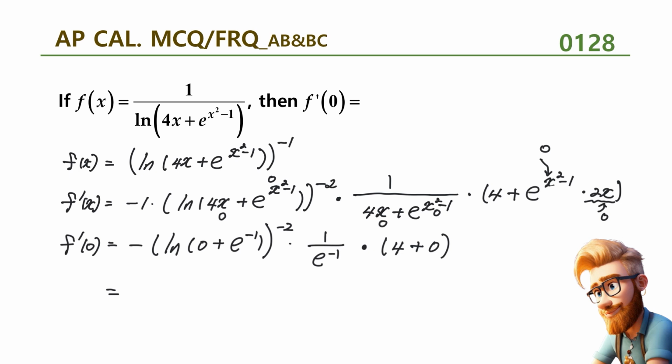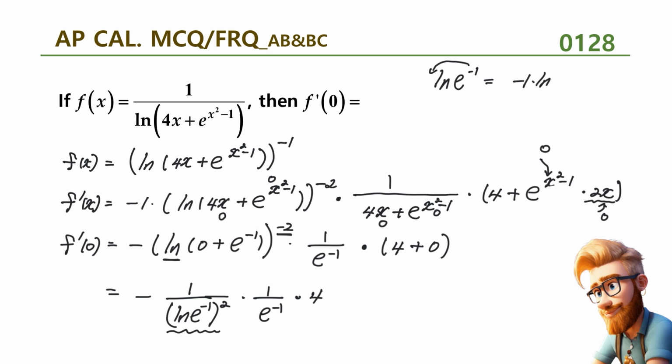So that is equal to negative. Here, this is natural log e to the negative 1, but we have a power negative 2. So I'm going to write natural log e to the negative 1 squared, times 1 over e to the negative 1 times 4. So let's simplify this. Remember, natural log e to the negative 1, using the property of logarithm, this can be written as negative 1 times natural log e.